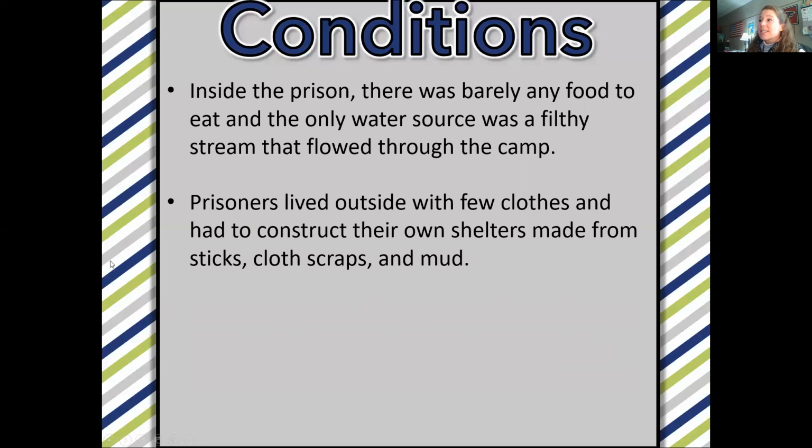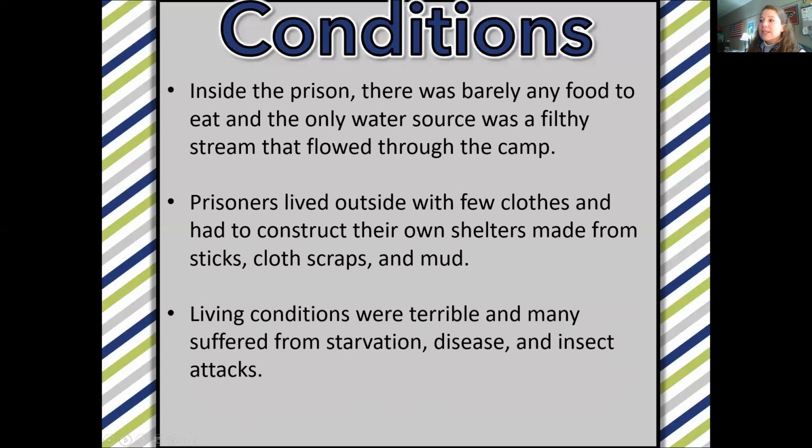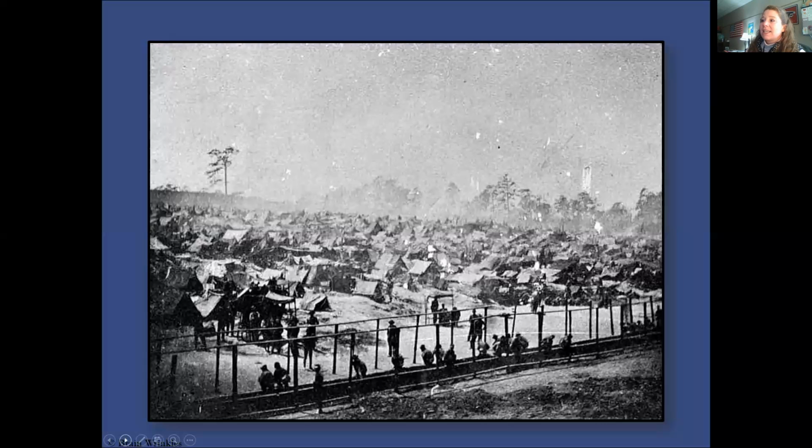Prisoners lived outside with few clothes and had to construct their own shelters made from sticks, cloth scraps, and mud. Living conditions were terrible, and many suffered from starvation, disease, and insect attacks. And there were walls. This part of the wall hadn't been finished yet, but there were walls around the whole camp, and there was a 3-foot zone around the whole prison.